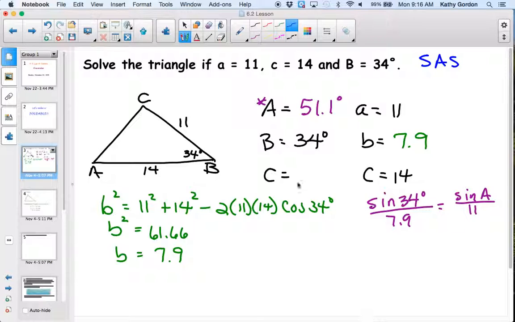Now we've got two angles, so the third angle's just got to be 180 minus the 51.1 minus the 34, and we get our angle C. And what's that end up being? 94.